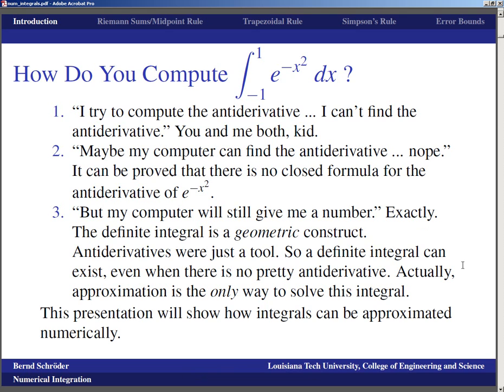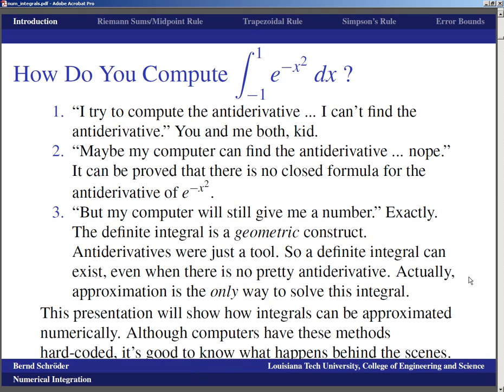So this presentation will show how integrals can be approximated numerically. We certainly have these functions hardwired in computer algebra systems now, but it's good to know what happens behind the scenes, because in a sophisticated application, even in industry, you may actually have to go into the code, know what the machine does, and maybe even tweak it a little bit.